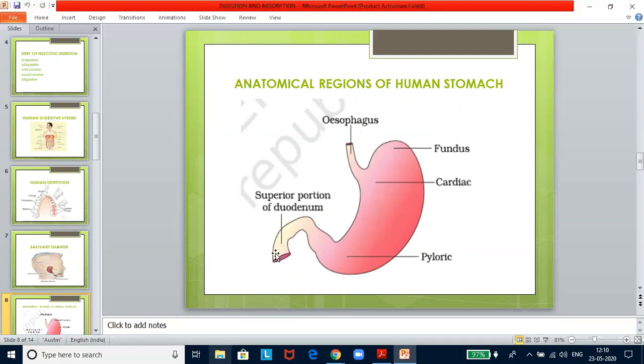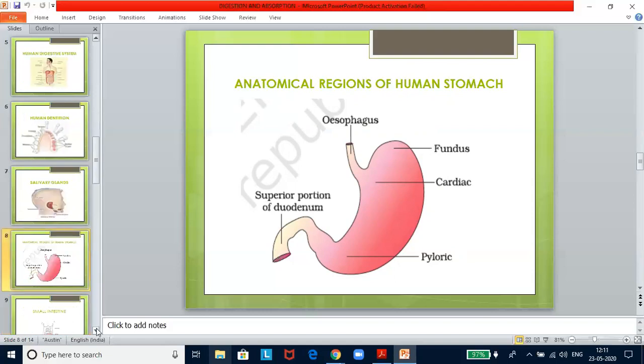In adults, the stomach usually holds a volume of up to 1 to 1.5 liters. The pylorus is guarded by a sphincter muscle and opens into the first section of the small intestine called the duodenum. So this is about the stomach.